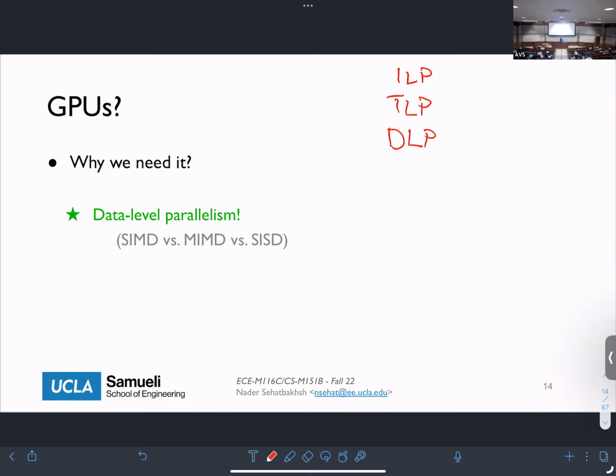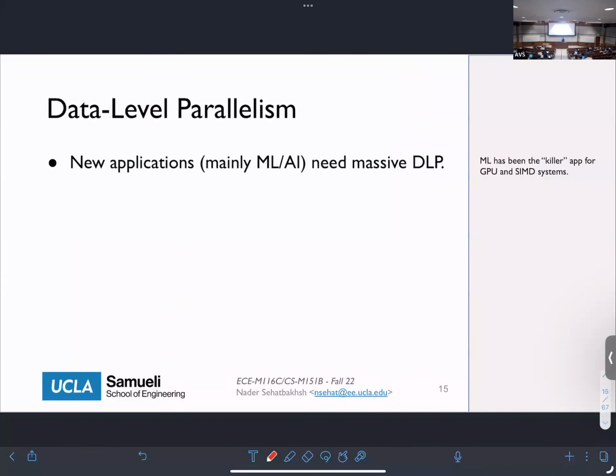So same instruction, but multiple data, or what we call a SIMD system. It's when we say we're going to have data level parallelism. The instruction is the same, all the pipeline stages, everything is the same. It's just that we want to view this in a larger size for the data. This is where the GPU comes into play. The GPU can help us with this massive data level parallelism.